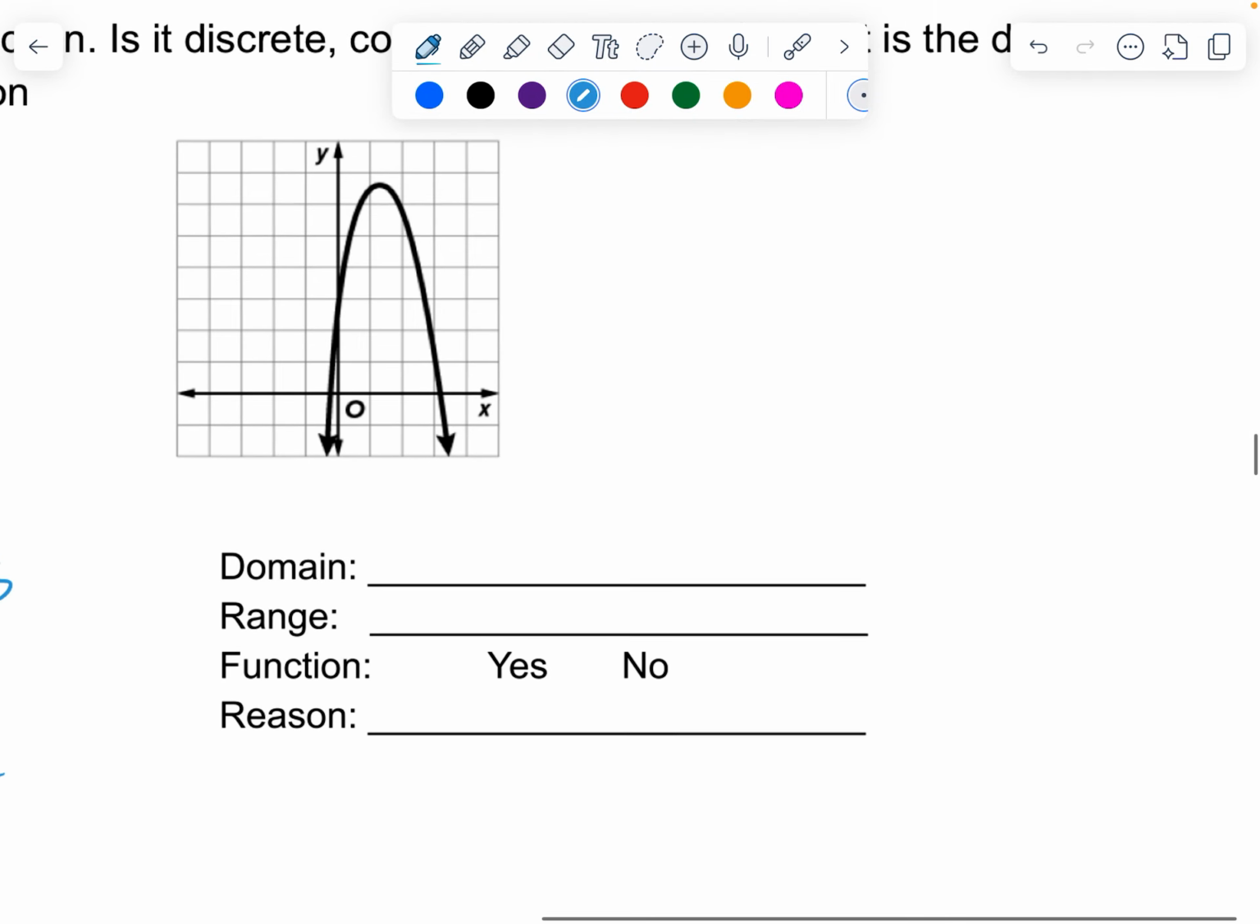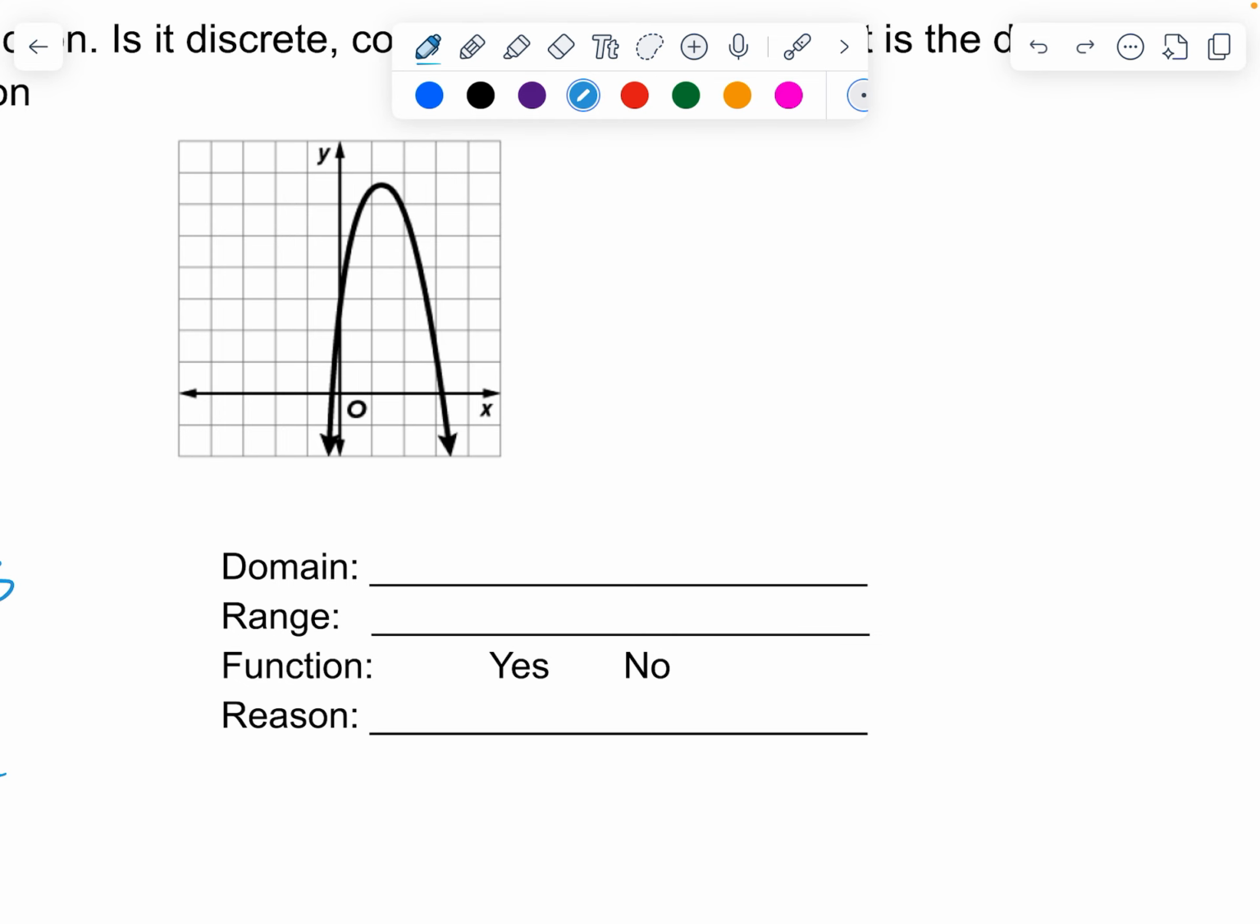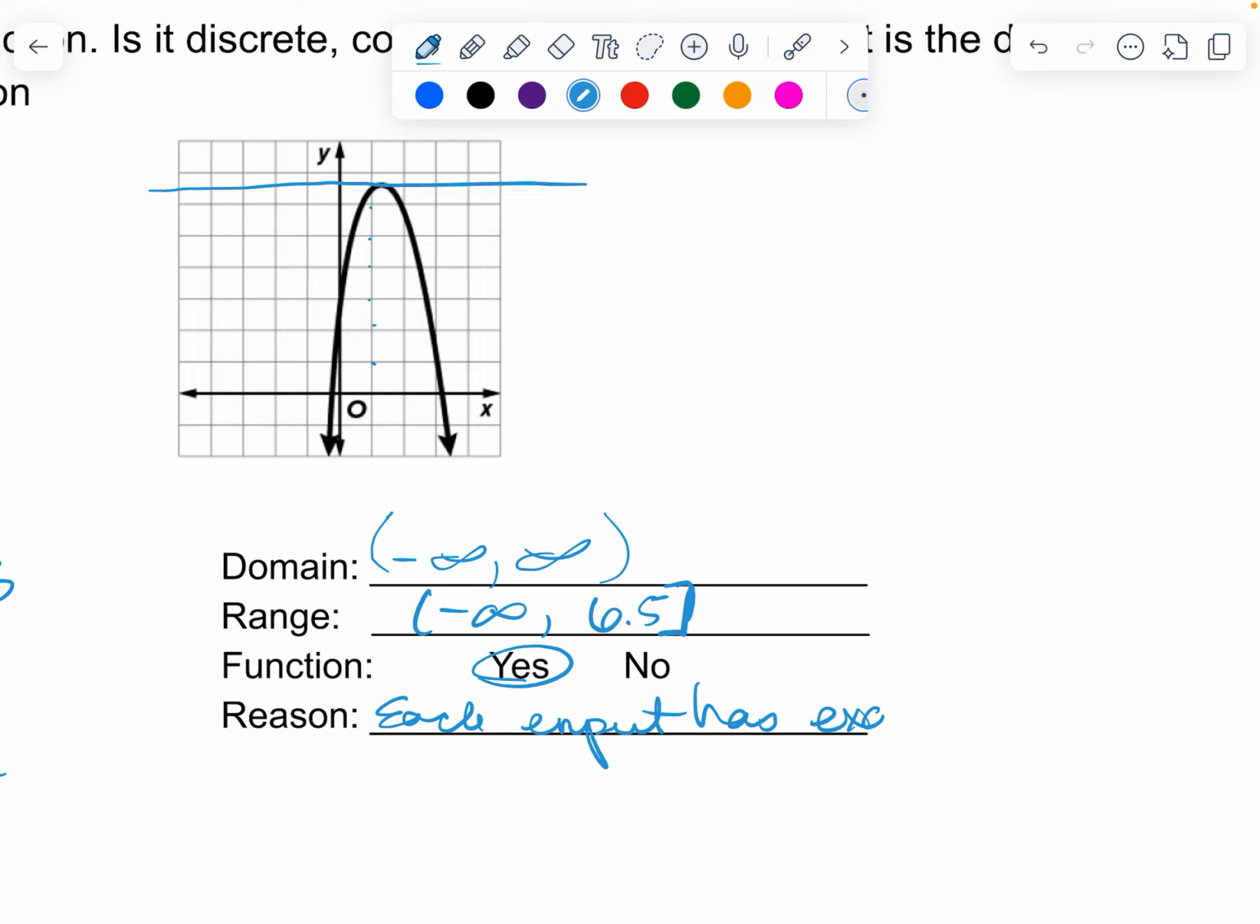And this one is the one that gives domain. The domain goes from negative infinity to positive infinity. The range, this is the highest it is. So 1, 2, 3, 4, 5, 6. I'm going to say goes from negative infinity to what, 6.5-ish? Is it a function? Yes. Each input has exactly one output.